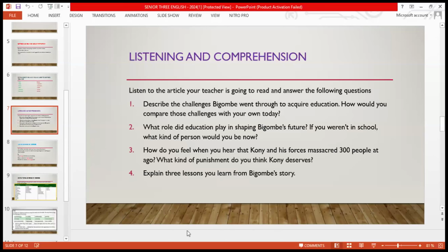Okay. Thank you, Joshua. You've answered that very well. Education indeed played a vital role in shaping Bigombe's future. It saved her from marrying at an early age and producing children aimlessly.